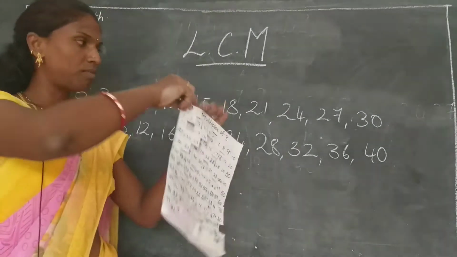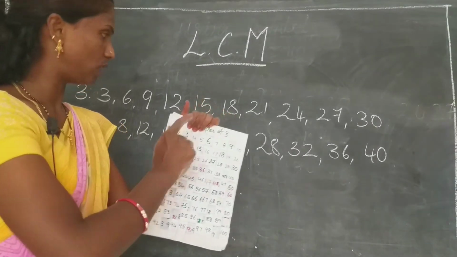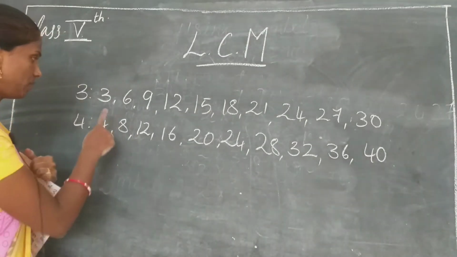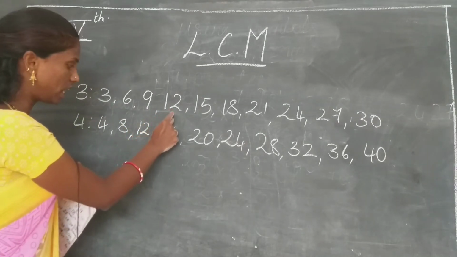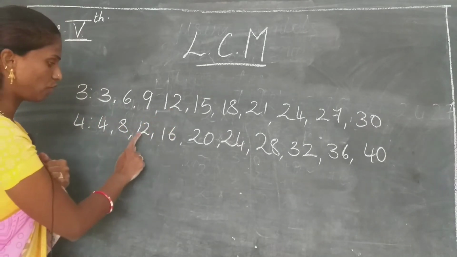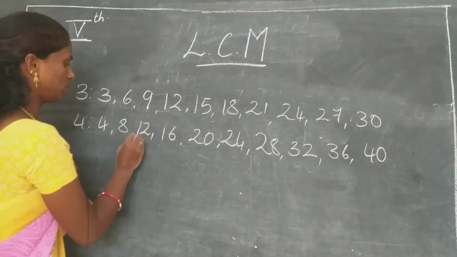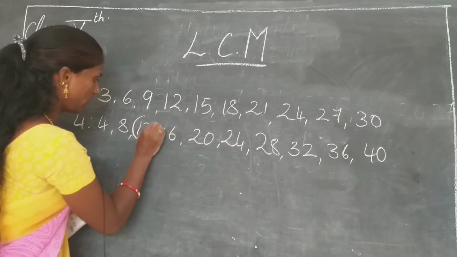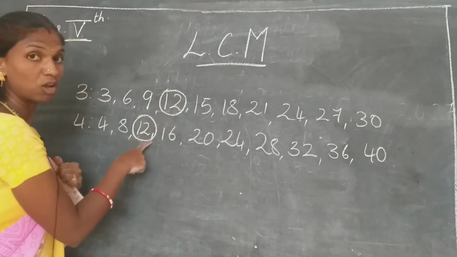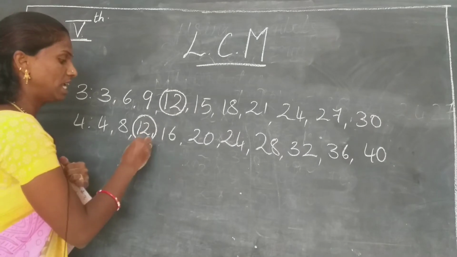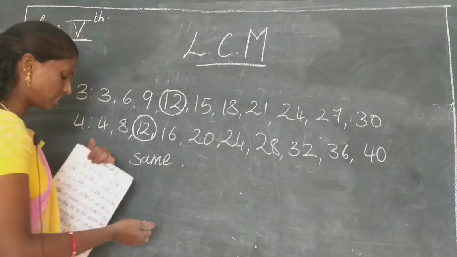See here in your number chart, 12 is the common number. Why common? In the multiples of 3, 12 is there. Here also in the multiples of 4, 12 is there. So see here, round up both the numbers. Here 12 is there, here also 12. So these are the common. Common means what? Same.